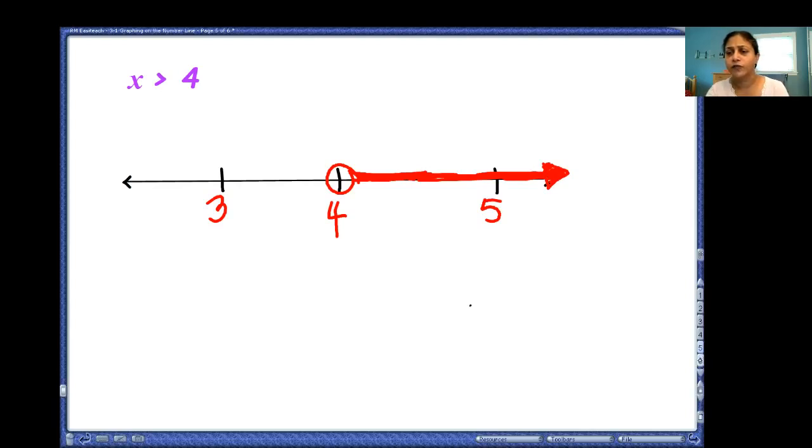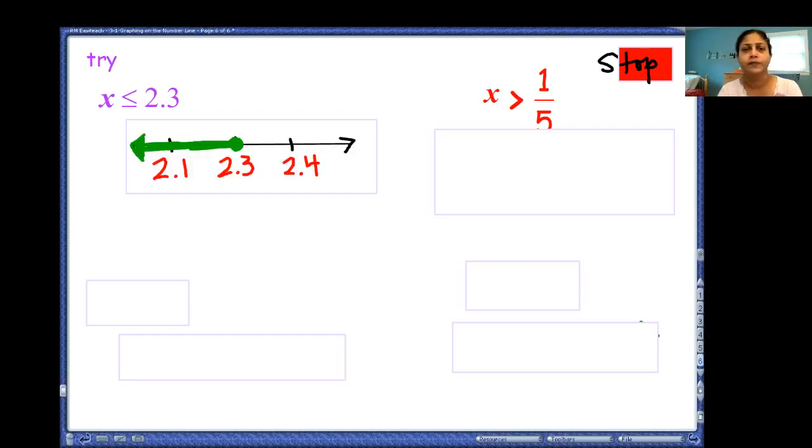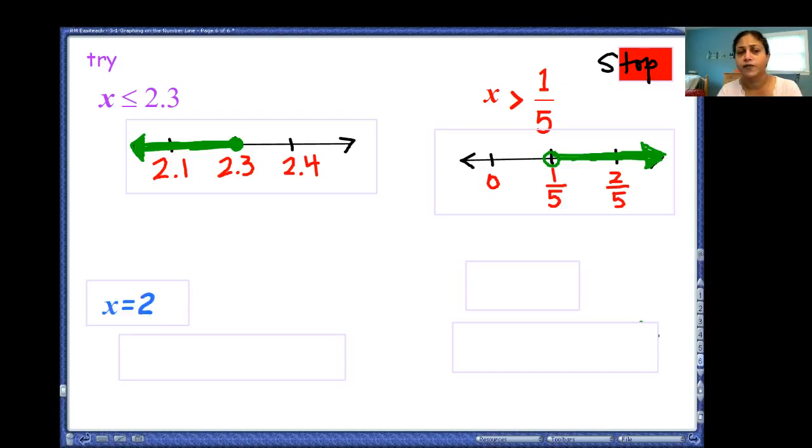So try a few for yourself. Try these two. Pause your video and see if you got the right answer. That's the correct answer. Now I want you to try these two challenging ones. x is equal to 2 and x is not equal to 2. And here's the right answer.